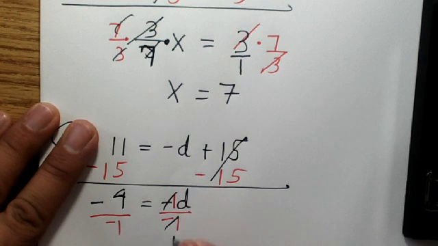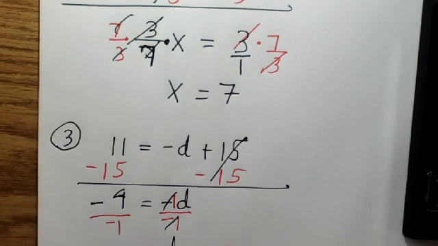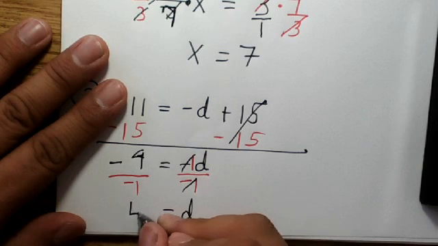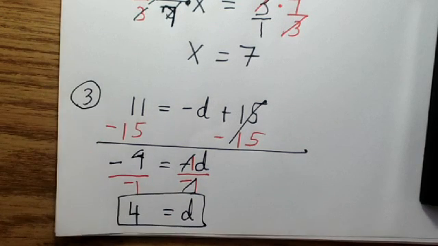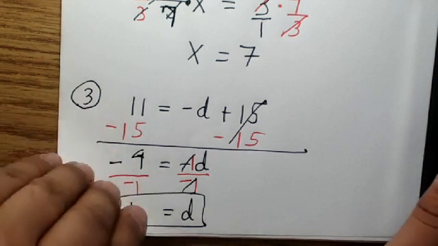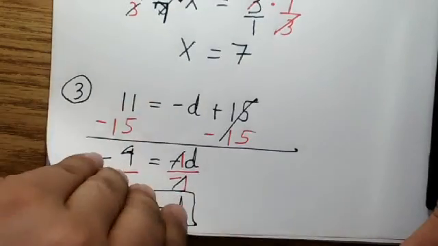So we're left with d equals, what's negative 4 divided by negative 1? Positive 4. Is that clear, guys? Because a negative divided by a negative is positive. Any questions on this? Can you guys try number 4, which is very similar to this? Can you try number 4, please?